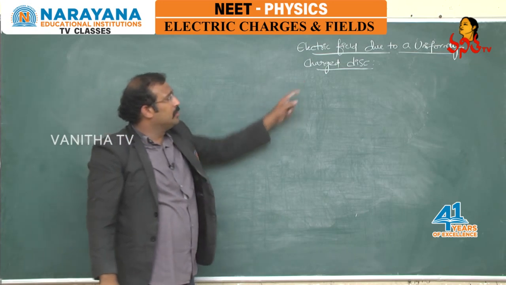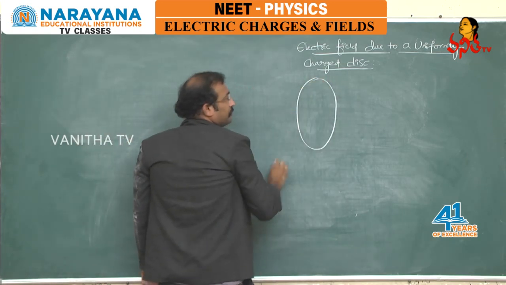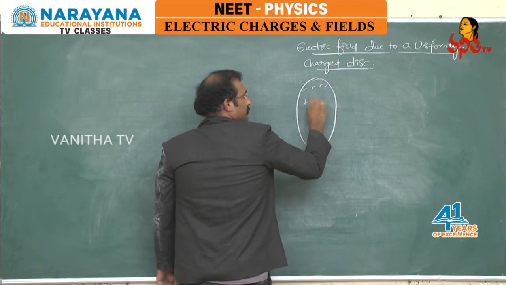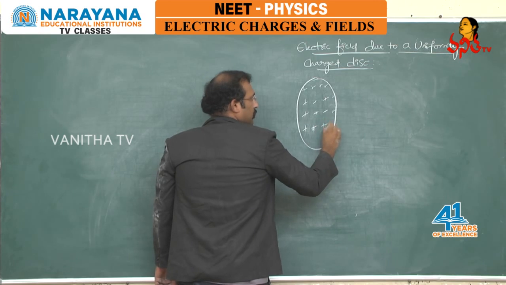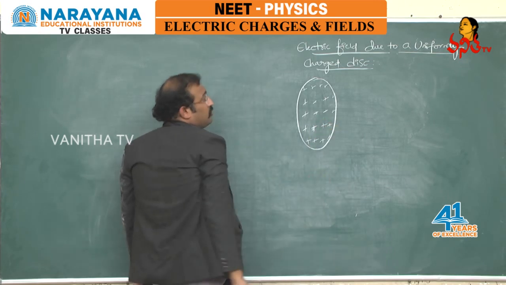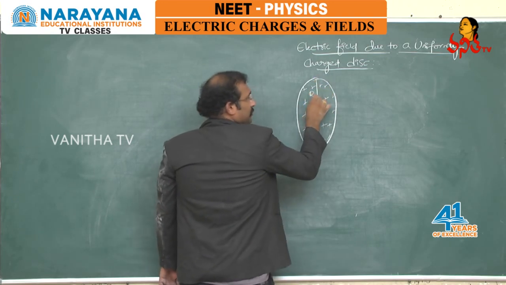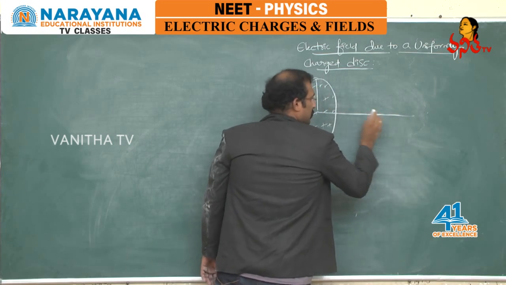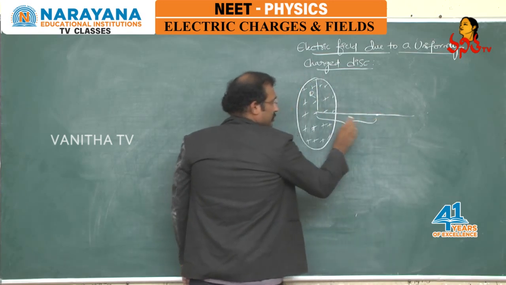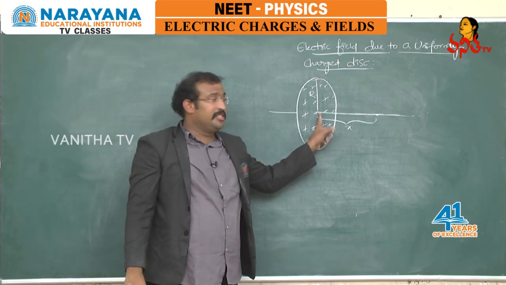Let us say this. Now consider a disk like this. This is uniformly charged, whose radius is r, at a distance on the axis, at a distance x. Let us find out the electric field due to this charged disk.